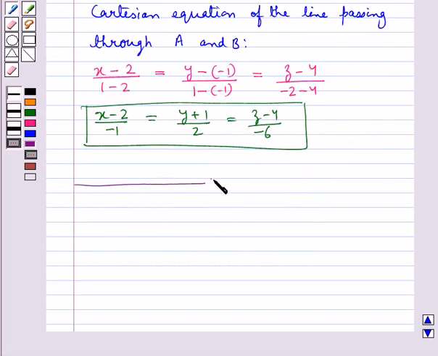This completes the session. Hope you have understood how we find the equation of a line through a given point and parallel to a given vector, and the equation of a line passing through two given points.